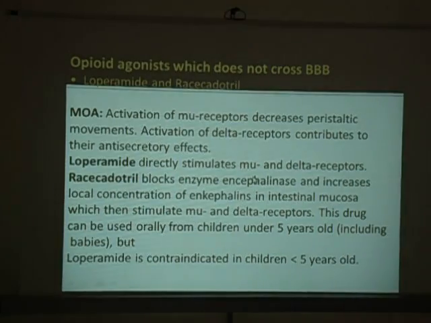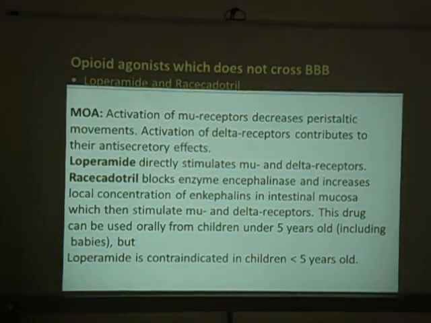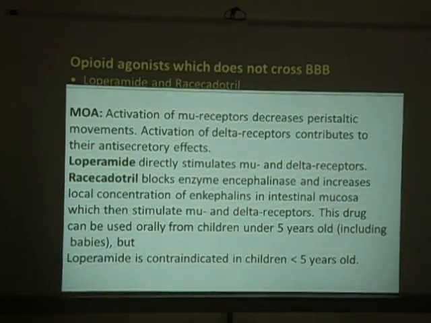Then we have loperamide, which can directly stimulate the mu and the delta receptors. Racecadotril is a newer agent which can be used safely in children below 5 years. Loperamide is contraindicated in children below 5 years, because children below 5 years are more susceptible to intussusception or volvulus. Do you remember these terms, intussusception, volvulus? What are these? These are a type of intestinal obstruction which can take place in children.